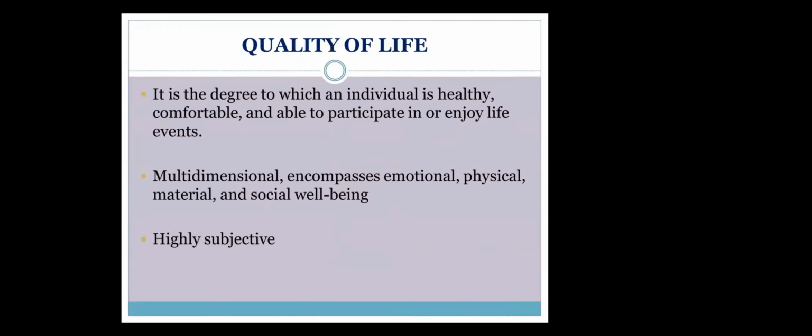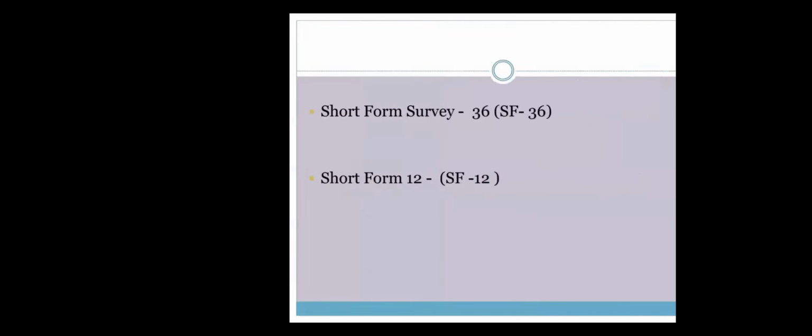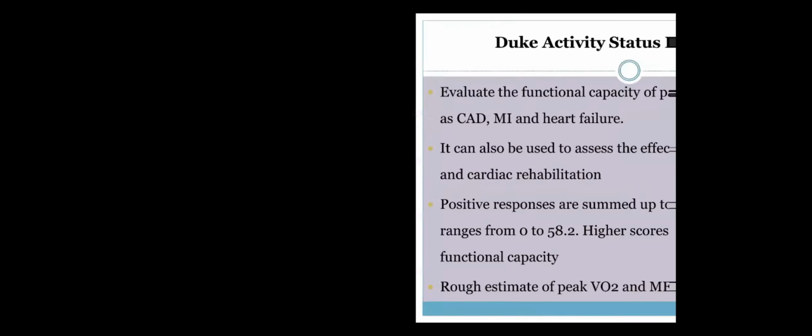Quality of life, again, is the degree to which an individual is healthy, comfortable, and able to participate in or enjoy life events. It is a multidimensional aspect, which includes the emotional, physical, material, as well as social well-being of that individual, and it is very subjective. So for quality of life, we can use either SF36 or SF12. SF36 will give a more detailed, more comprehensive approach to this particular domain.